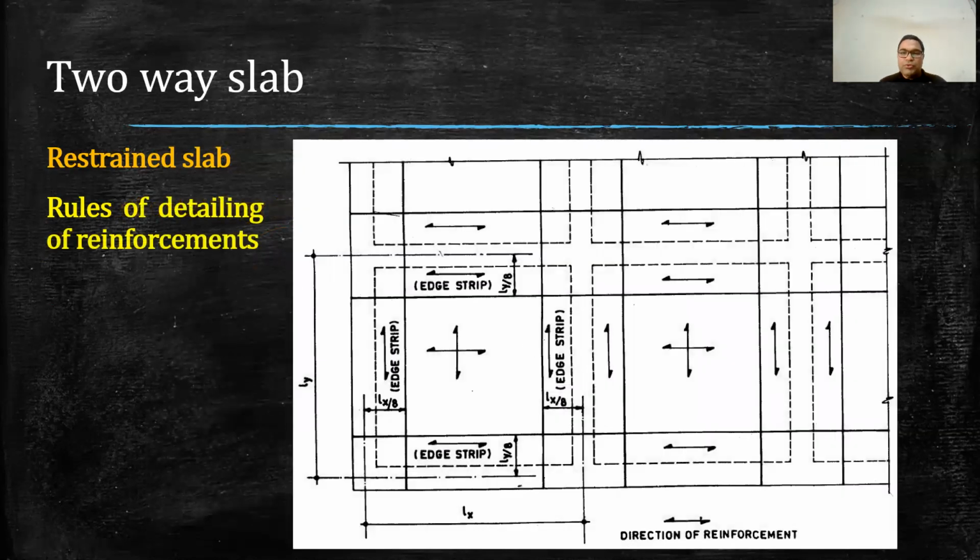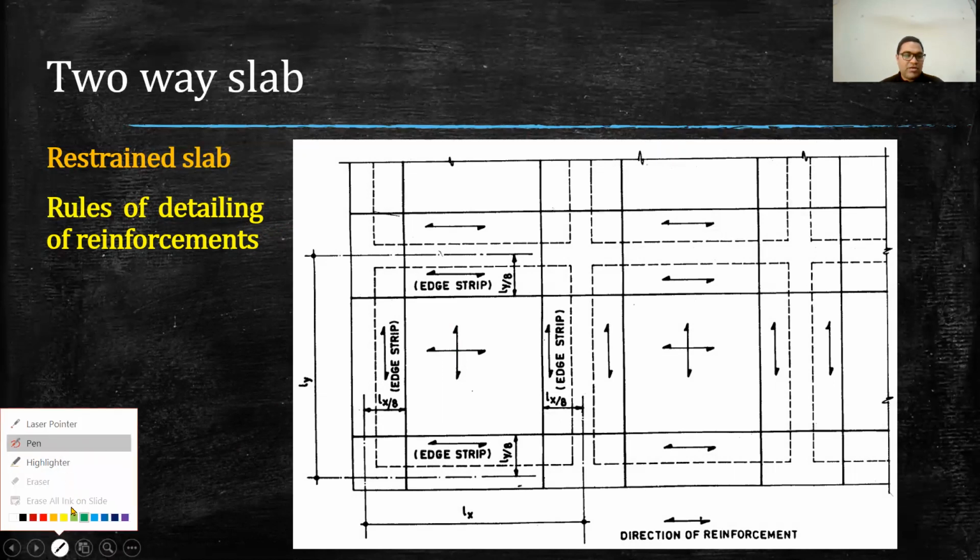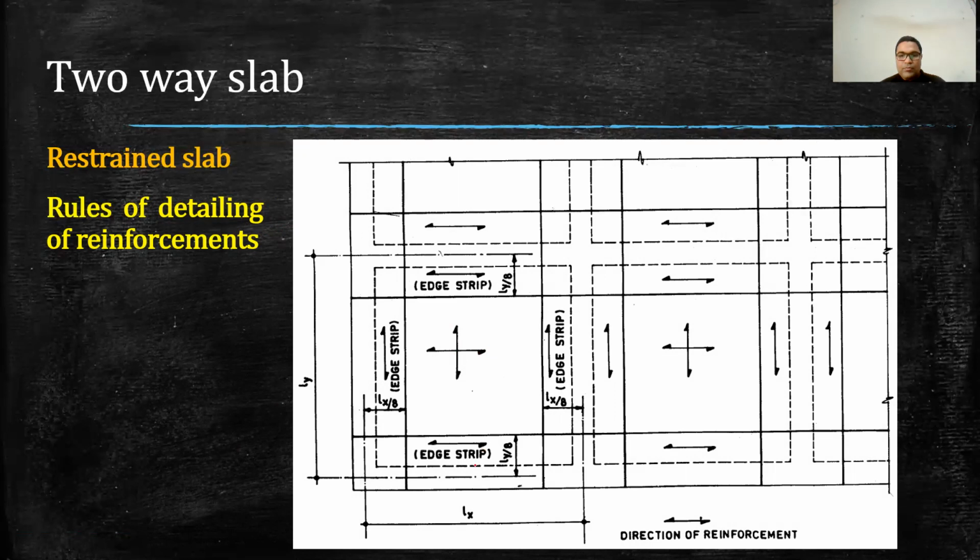Now, if I show you the edge strip, in this case you can see there are two panels, panel 1 and panel 2. And in this case, you can see the middle strip will look like this, and the edge strip will be this one. So this is the panel. The main reinforcement will be provided along this reinforcement only. So I will show you how the reinforcement will be. Along the Lx, it will look something like this.